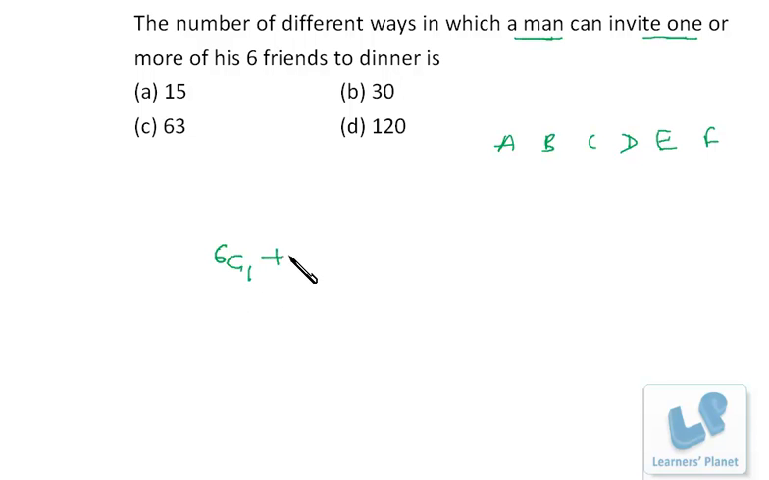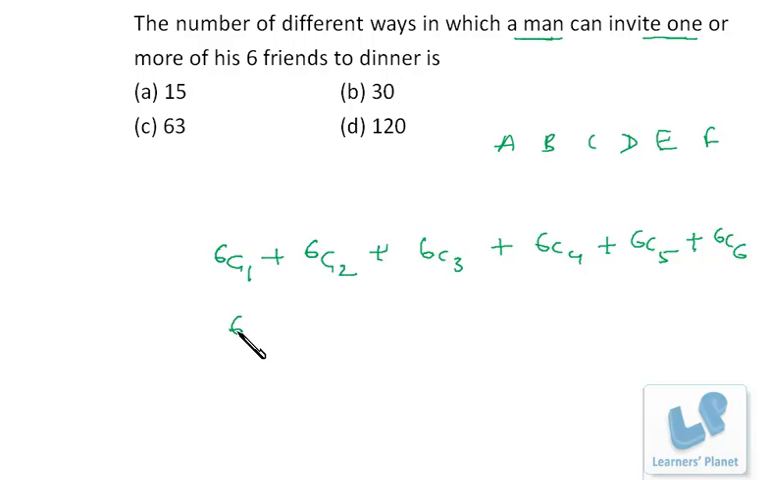Or he is inviting 2 persons. That means out of 6, he has to invite 2 persons. So he has to take the combinations of 2 persons. So in all, 6C2 combinations will be there from these 6 people taking 2, right? Or he is inviting 3 people, or he is inviting 4 people, or he is inviting 5 people, or he is inviting all the people, right? So these are the total number of cases that we have to calculate.